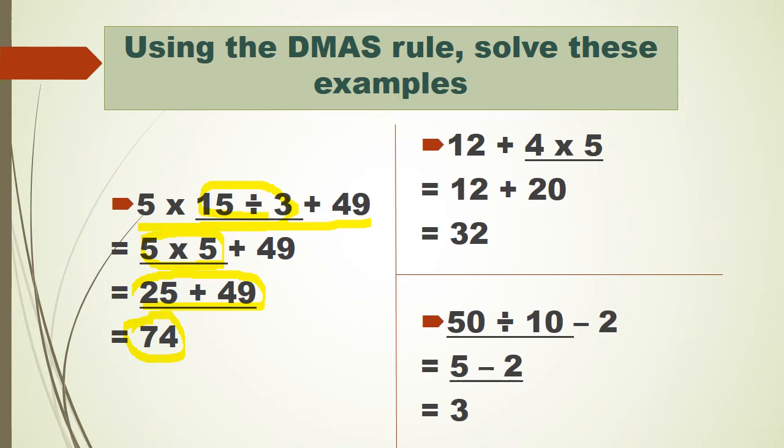In second example, we have two operations, addition and multiplication. So what we do first? According to DMAS rule, we will do multiplication first. 4 multiplied by 5, we get 20. Then we do addition. Add 12 plus 20, we get 32.